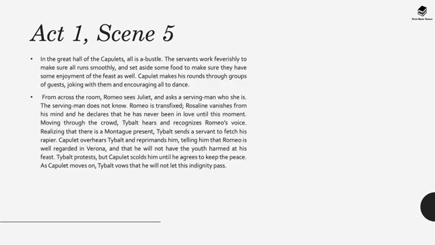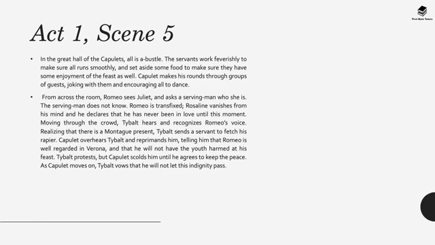Now into Act 1, Scene 5, in the great hall of the Capulets, there's a bustle. The servants are working feverishly to make sure everything runs smoothly, and we get the sense that this masquerade will be a very fantastic ball party. From across the room during this party, Romeo then spots Juliet for the first time, and he asks a serving man who she is. The serving man doesn't know her. However, Romeo is transfixed, and Rosaline, who he was besotted with moments earlier, vanishes from his mind, and he declares that he's never been in love until this moment, which makes him seem somewhat fickle.